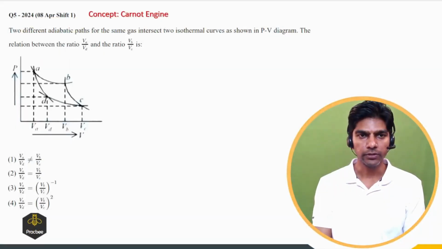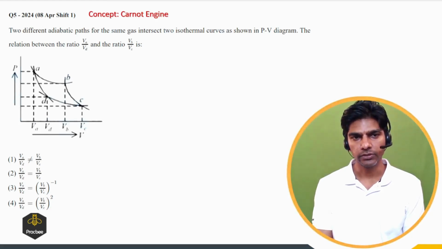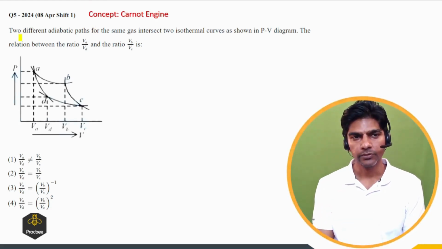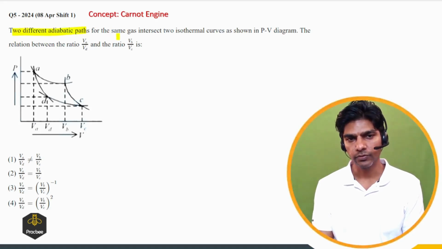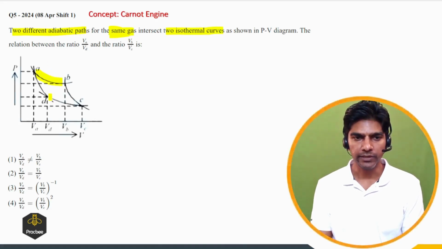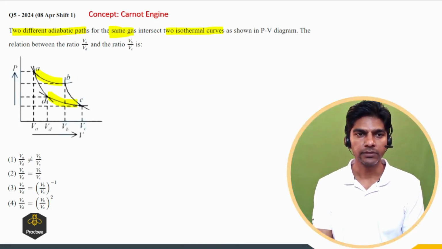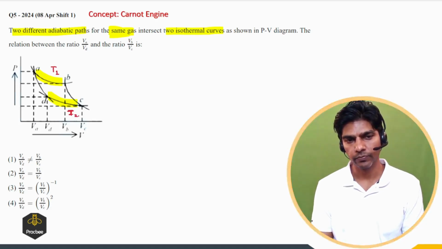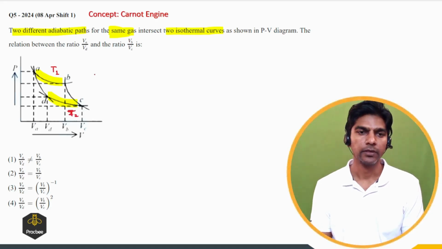Now let us look at this question. It is based on the Carnot engine, though it is not in the syllabus. Actually, this problem is based on the Carnot engine. Two different adiabatic paths for the same gas intersect two isothermal curves. So these two curves are isothermal. Let us say here the temperature is T1. On this isotherm, the temperature is T2, right? And these two are adiabatic processes.